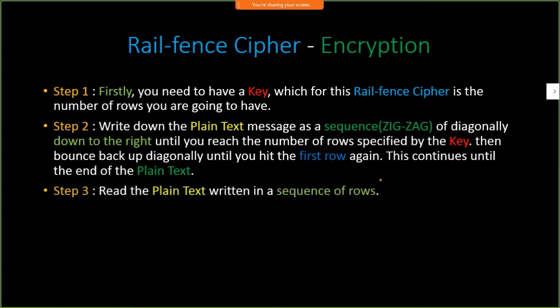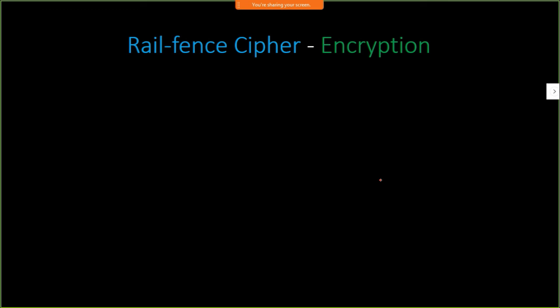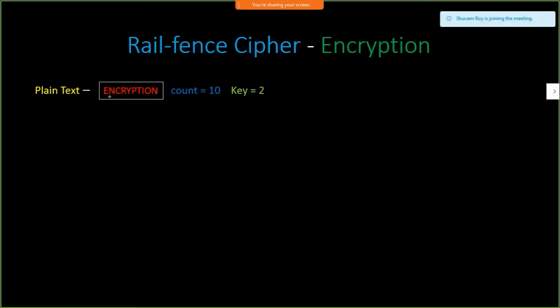Then read the plain text written in the sequence of the rows. So here is a plain text, which is the word ENCRYPTION. And what is the count? If we break the word into letters and count, ENCRYPTION is a 10 letter word, that is the count. And the key is the number of rows. We know about the rows, it is the key.